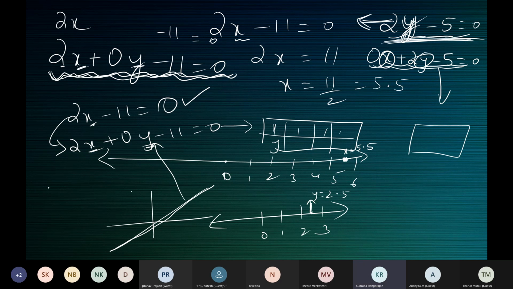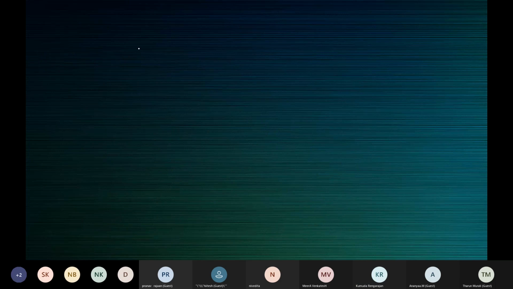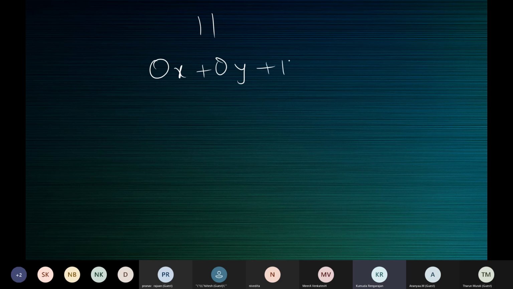But what if it is like this, children? If I write 0x plus 0y minus 11 is equal to 0, this cannot be regarded as such. There is no x, there is no y, there's only the constant. If there's one variable, you can introduce the other one by saying 0y or 0x. If there's nothing, you cannot write, supposing you have the number 11, 0x plus 0y plus 11 is equal to 0 and call it a linear equation in two variables x and y. No, both of them cannot be 0.